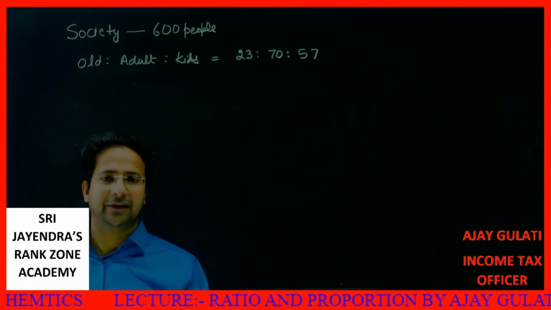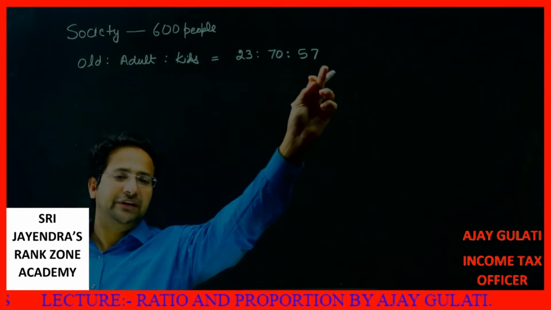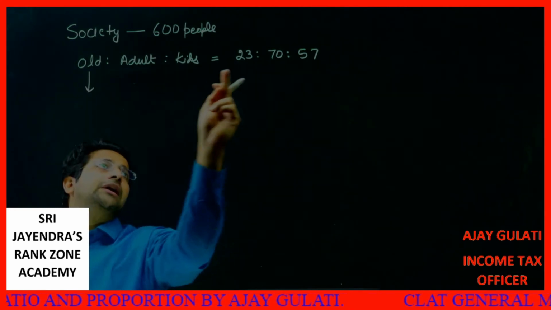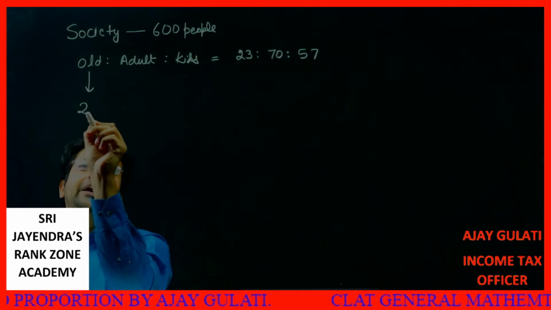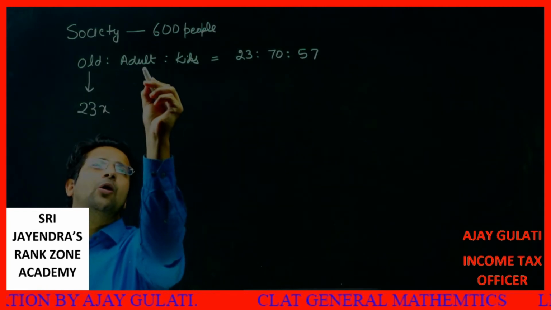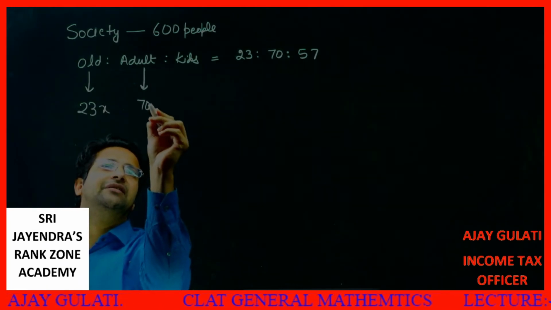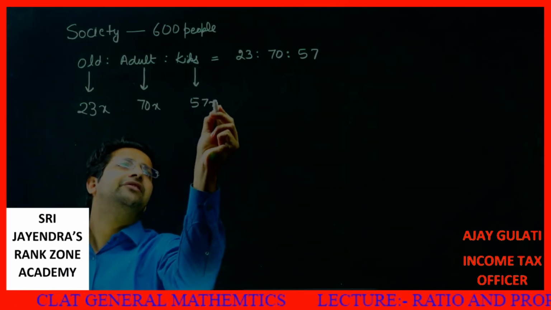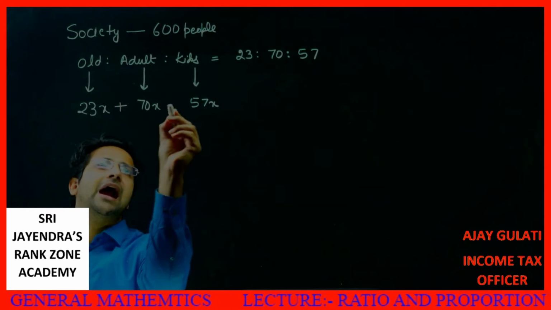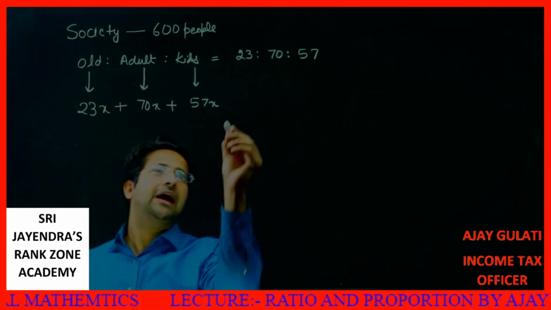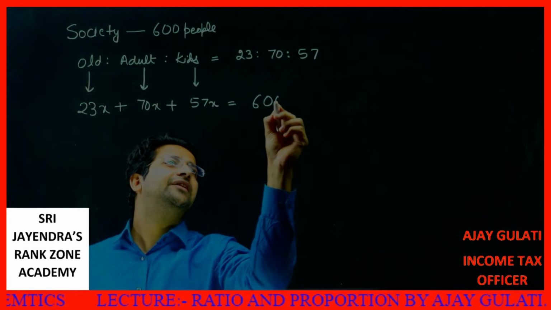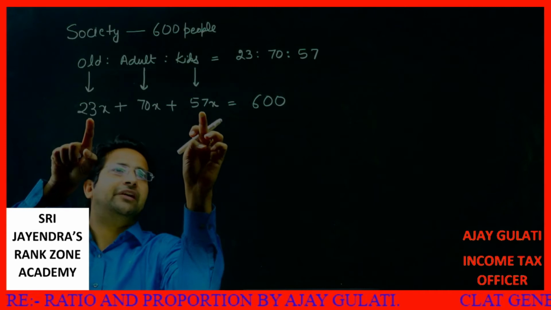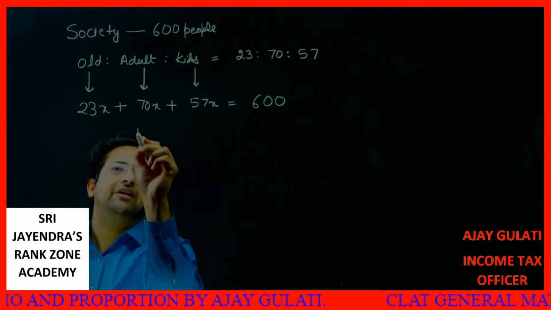So let's say old is to adult is to kids 23, 70, 57. How many old? This is 23, so I can say 23x, I assume x. How many adults are there? Adults I say 70x. And how many kids are there? Kids I say 57x. Now when I add up all these things, what do I get? I get 600. What is the sum? 23 plus 57 will give me 80. 80 plus 70, 150.